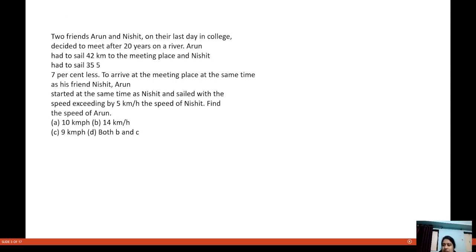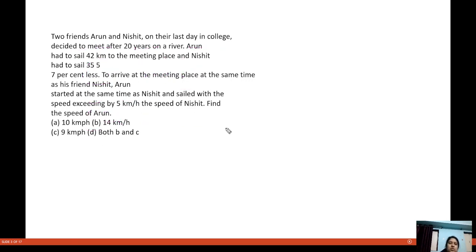Now look at this question. What this question is saying: two friends, Arun and Nishit, on their last day in college decided to meet after 2 years on a river. Arun had to sail 42 kilometers to the meeting place and Nishit had to sail 5 by 7% less to arrive at the meeting place at the same time as his friend. Arun and Nishit start at the same time and sail with the speed of Arun exceeding by 5 kilometer per hour the speed of Nishit. Find the speed of Arun.